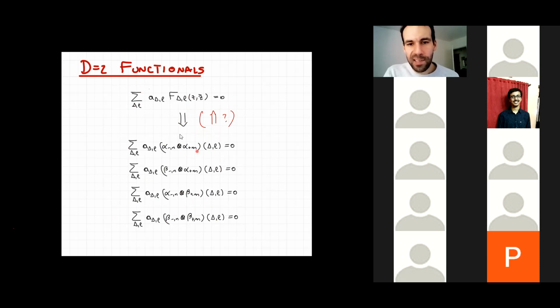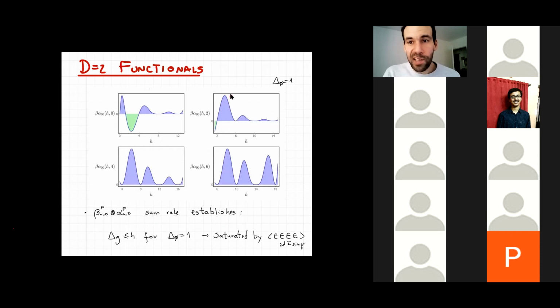So what I'm saying is that we can study these sum rules to see whether they have nice positivity properties. Here's an example. Let's set delta phi equals 1 and consider the functional beta alpha, so it's beta minus tensored with alpha plus. If you plot this functional, this is the plot in the spin 0 channel. This is spin 2, spin 4, and spin 6.